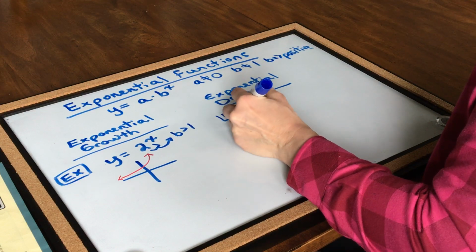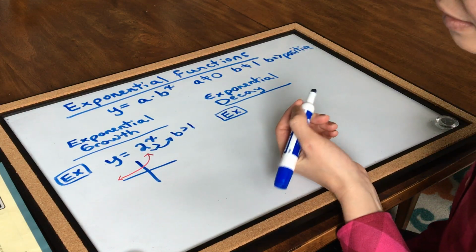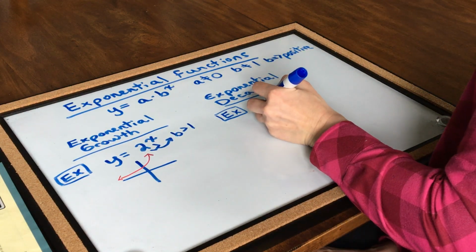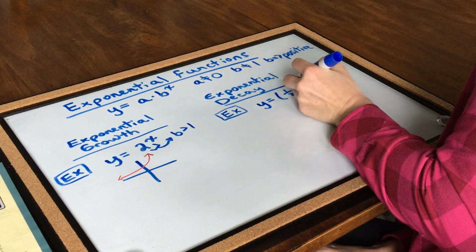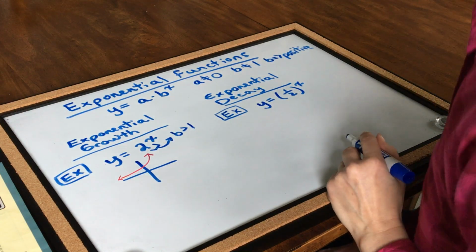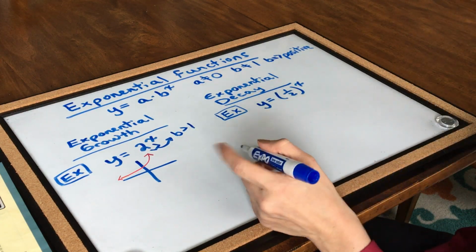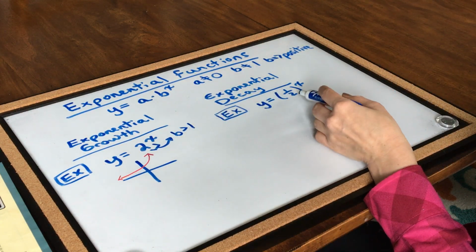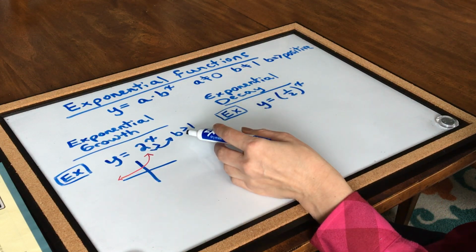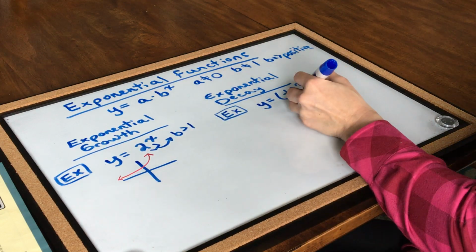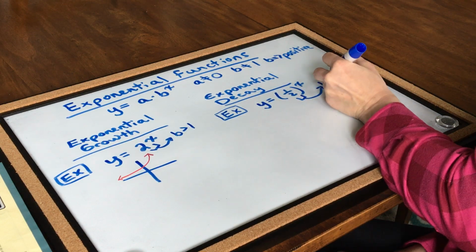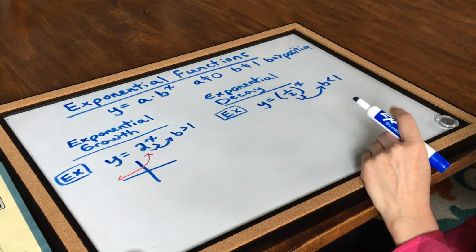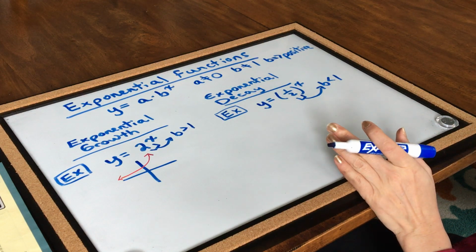So an exponential decay function would be something like, for example, y equals 1/2 raised to the x power, okay? So in this case, you can see that my b is different. In this case, my b is less than 1. So I have b is less than 1, but my b is also greater than 0, right?